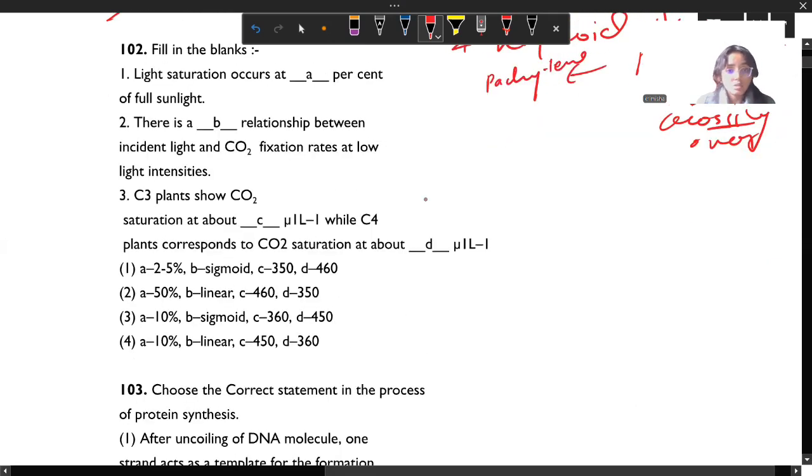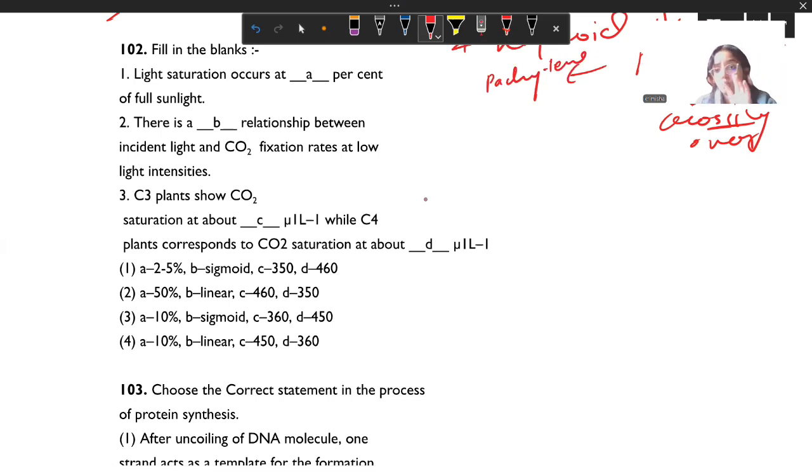Let us see what it is saying. Okay, so this is a fill in the blank type question. You have to fill in the blanks. This is very easy. I think this is plain memory. If you remember, you remember. If you do not remember, you have to just go to the NCERT and read.